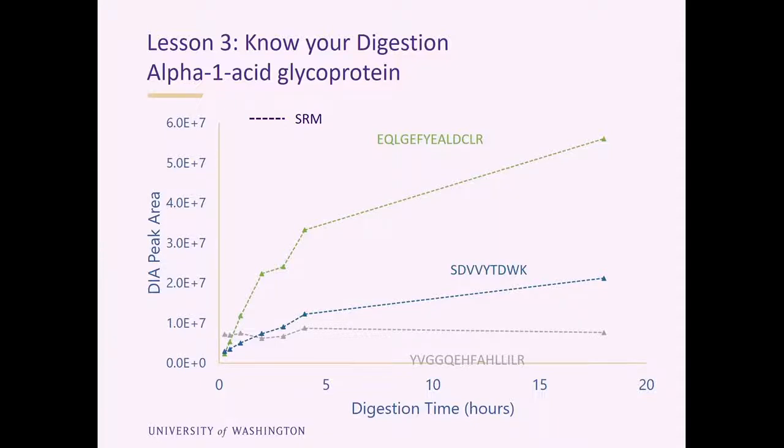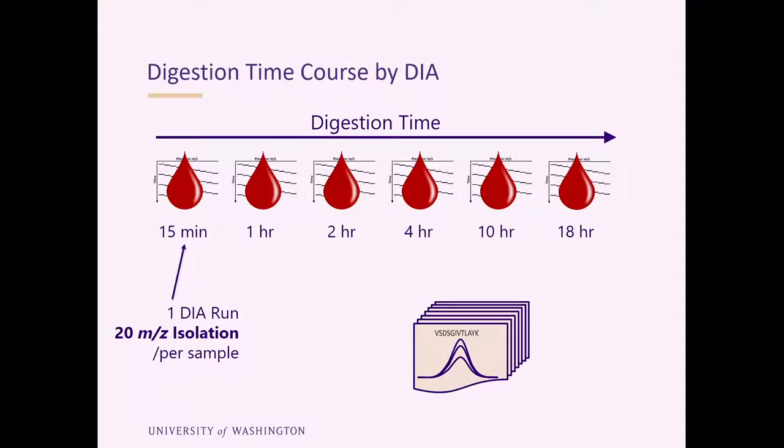So let's say you're trying to make an assay for plasma. One of the things that we would do is actually do a digestion time course and ensure that the peptides that we're measuring have come up and stabilized at a fairly common plateau in the experimental sample prep that we're using. Again, this is done with one DIA run for 20 m/z isolation per sample. This does not take a lot of instrument time to do beforehand.